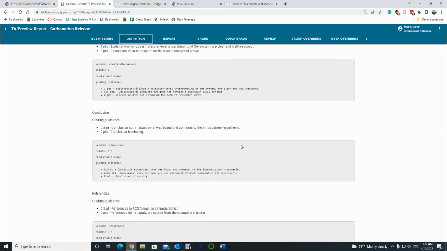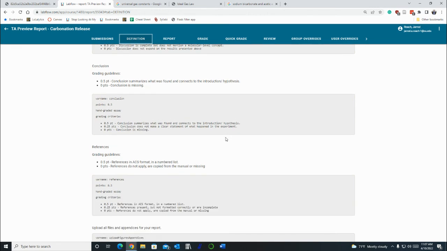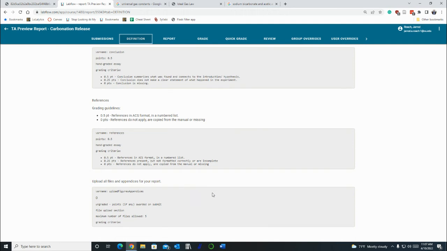And then finally, your conclusion should summarize what you did in the lab. So briefly talk about your results one last time, and then talk about how that links to the introduction, say whether or not the hypothesis was correct or not. And then also, I did forget your references. So anytime you were supposed to reference something, you need to have your reference down here. It needs to be in ACS format. And that covers your lab.